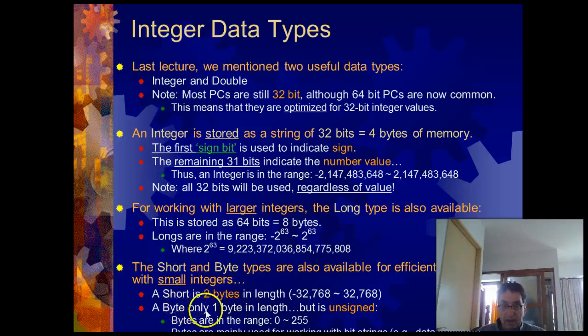And then a byte is only 1 byte, and it's unsigned. So this one is signed, it could be negative, could be positive, but a byte is only 1 byte, and it goes from 0 to 255. I don't know if you can read this, but it says these bytes are mainly used for working with bit strings and for data transfer. So you don't usually work with bytes.